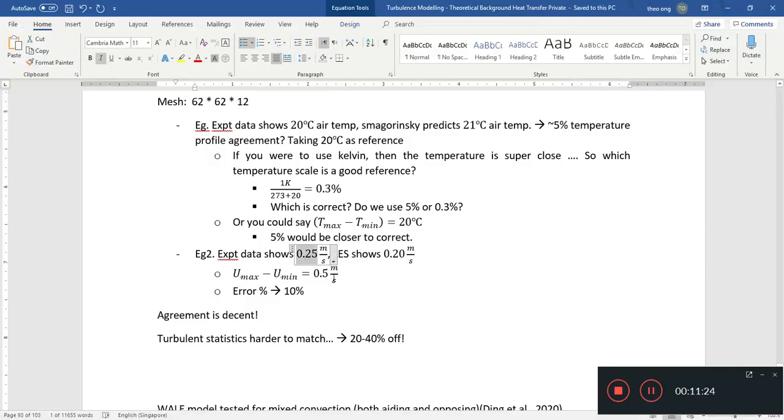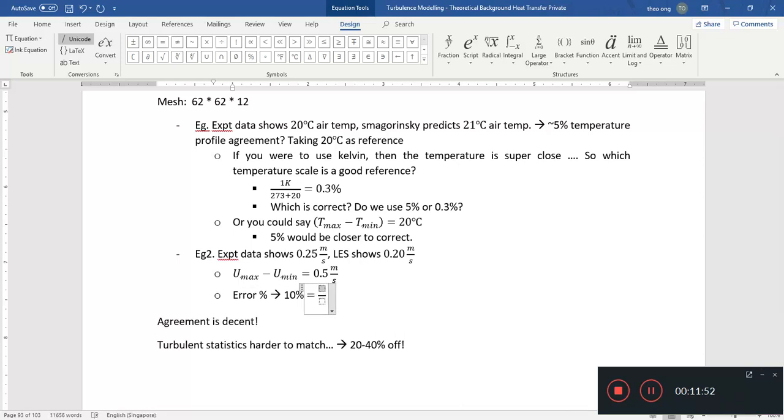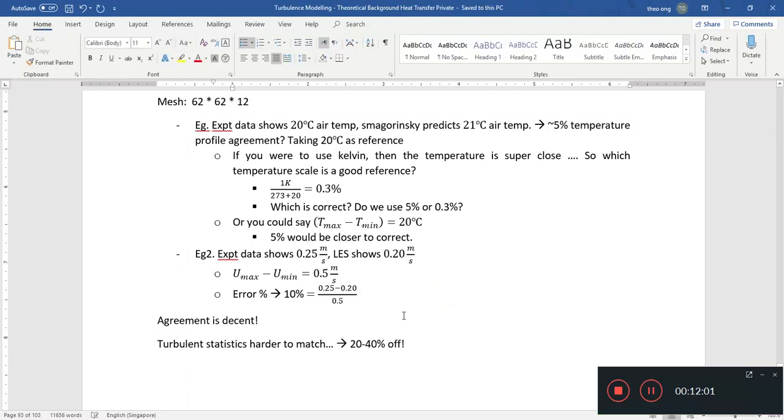So you have this same kind of situation, and your typical or largest error will be this much, and then maybe this is your characteristic velocity scale, and LES will show 0.05 meters a second deviation. So from this calculation, your error percentage is maybe 10%. It's 0.25 minus 0.20 over 0.5. That will give you about 10% error. In my view, the agreement is pretty decent.